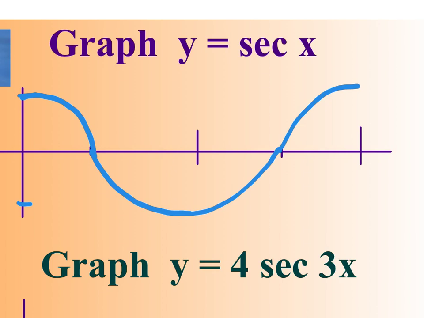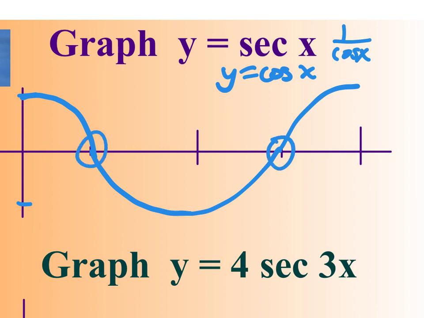Remember, I'm not graphing secant right now. I'm graphing cosine. And why are you graphing cosine, Mr. Server? Because secant is 1 over cosine, and therefore, wherever cosine was 0, like here and here, secant is going to have asymptotes there, because secant can't exist when secant really is 1 over cosine. Whenever cosine would be 0, secant can't exist.